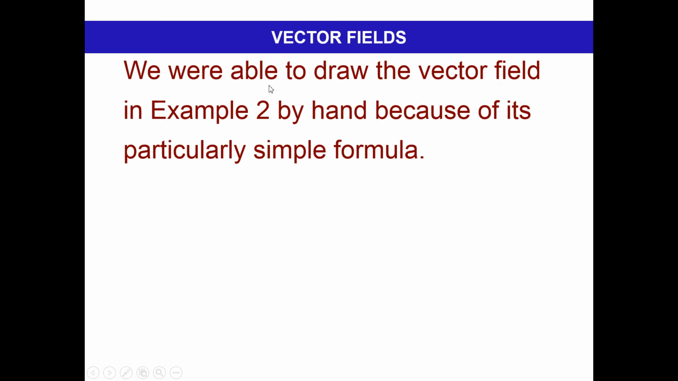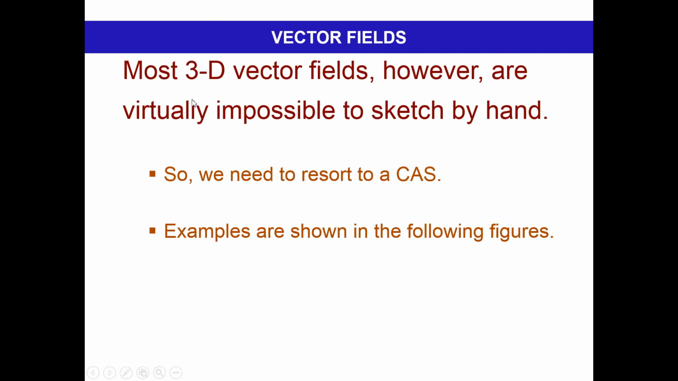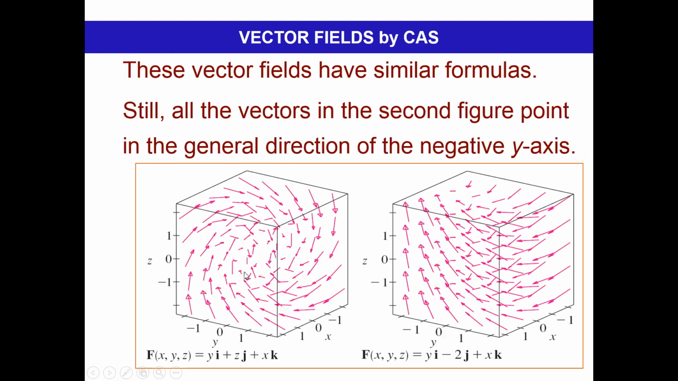So we were able to draw the vector field in this example by hand because of its particularly simple formula, right? Because it depended upon only one variable, z. So most 3D vector fields, however, are virtually impossible to sketch by hand. So we need to resort to a computer algebra system. Now examples are shown in the following figures. So these are computer generated 3D vector fields.